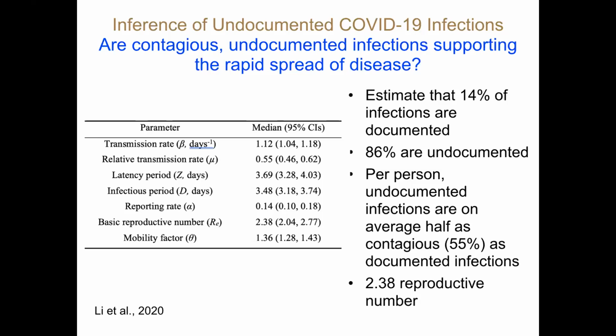86% are unknown. We also estimated this mu factor, which shows that per person, undocumented infections are on average roughly half as contagious as a documented infection. We also got a basic reproductive number of 2.38, which was in line with other estimates made at the time for what was going on with this virus.